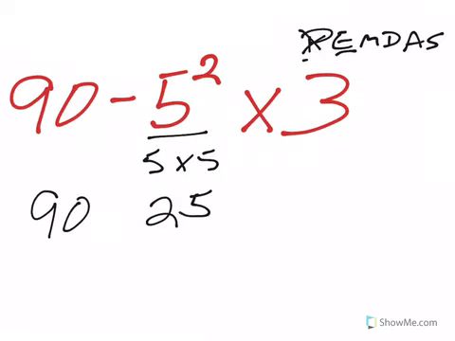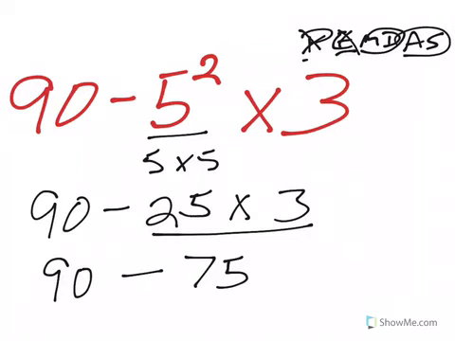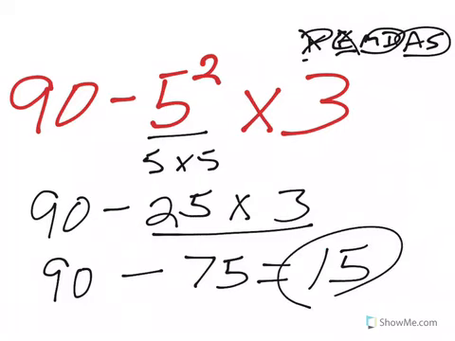And now I'm going to bring everything else down exactly as it is, right? So, do I have multiplication or division? I do. I just have multiplication. So now I'm going to do 25 times 3, which is going to give me 75. And I'm going to bring the rest of the problem down exactly as it is. Addition or subtraction? We only have subtraction left. 90 minus 75 gives us 15.